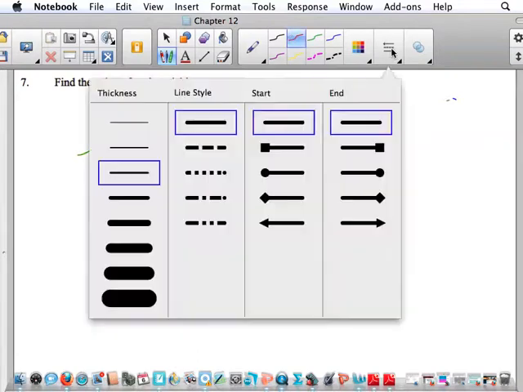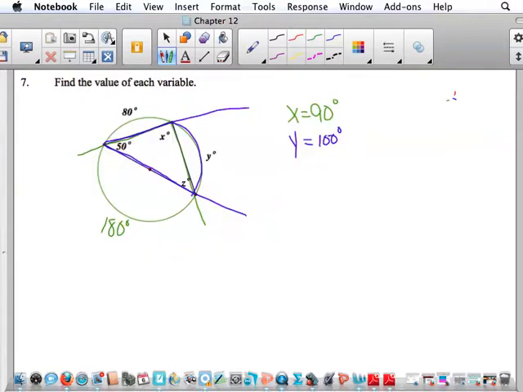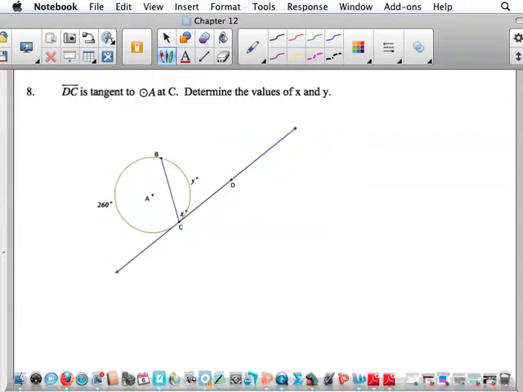And last, we have Z. So I will extend those rays for Z. The corresponding arc is 80 degrees. Therefore, the inscribed angle is half of that, and Z is equal to 40 degrees. Number 8, DC is tangent to circle A at C. Determine the value of X and Y.